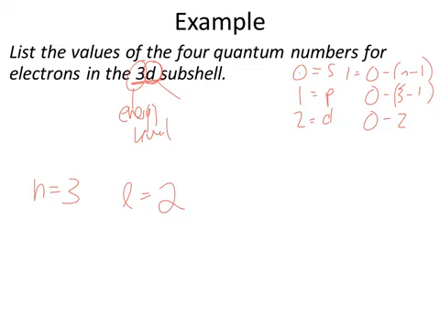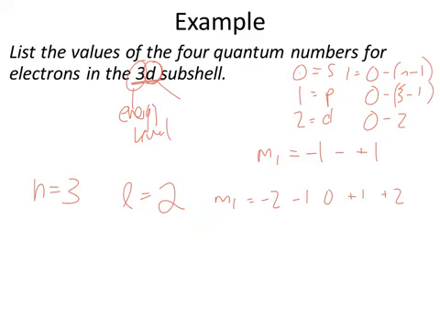Now in this case, it doesn't give us a particular orientation, so it could be any one of the orbitals of D, but we have to figure out how many of those there are. We have to find our ml. So remember that your ml is equal to negative L to positive L. So if your L value is 2, it can be anywhere from negative 2, negative 1, 0, plus 1, or plus 2.